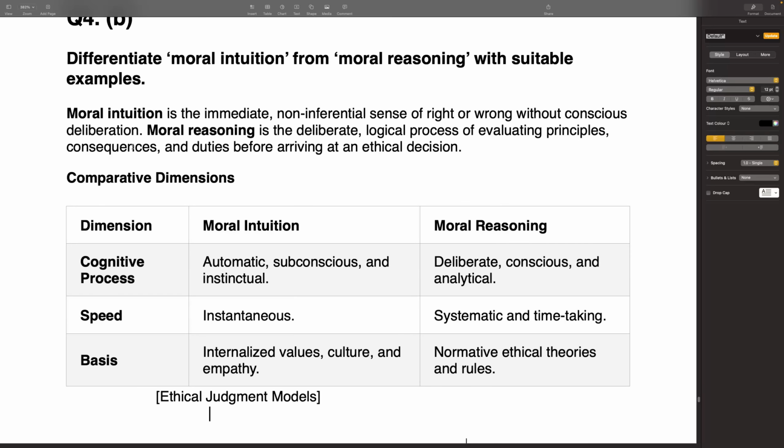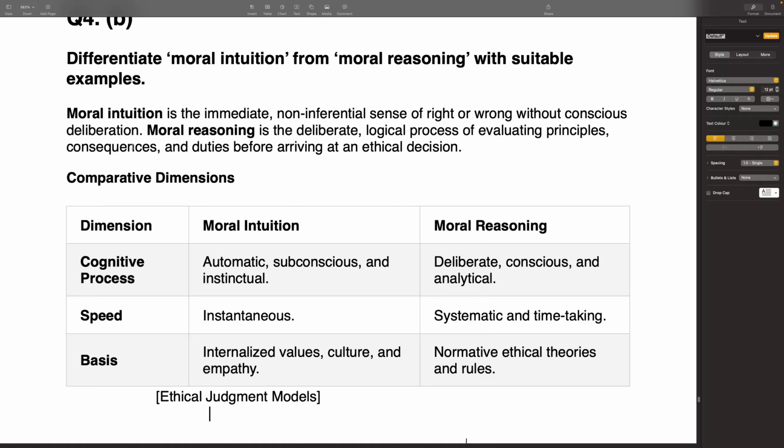Differentiate moral intuition from moral reasoning with suitable example. Moral intuition is the immediate non-inferential sense of right or wrong without conscious deliberation. Moral reasoning is the deliberate logical process of evaluating principles, consequences, and duties before arriving at an ethical decision. Comparative dimensions.